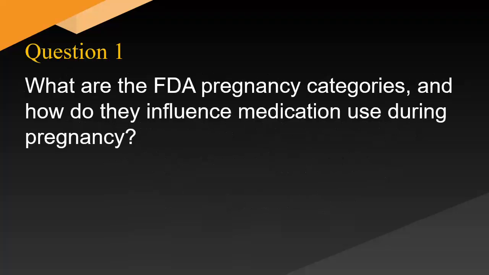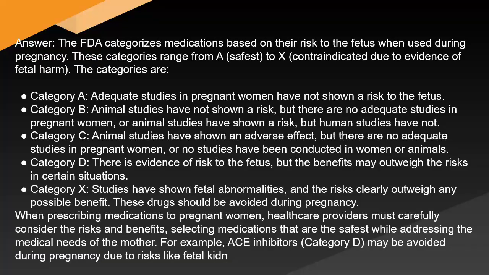What are the FDA pregnancy categories and how do they influence medication use during pregnancy? Answer. The FDA categorizes medications based on their risk to the fetus when used during pregnancy. These categories range from A, safest, to X, contraindicated due to evidence of fetal harm.